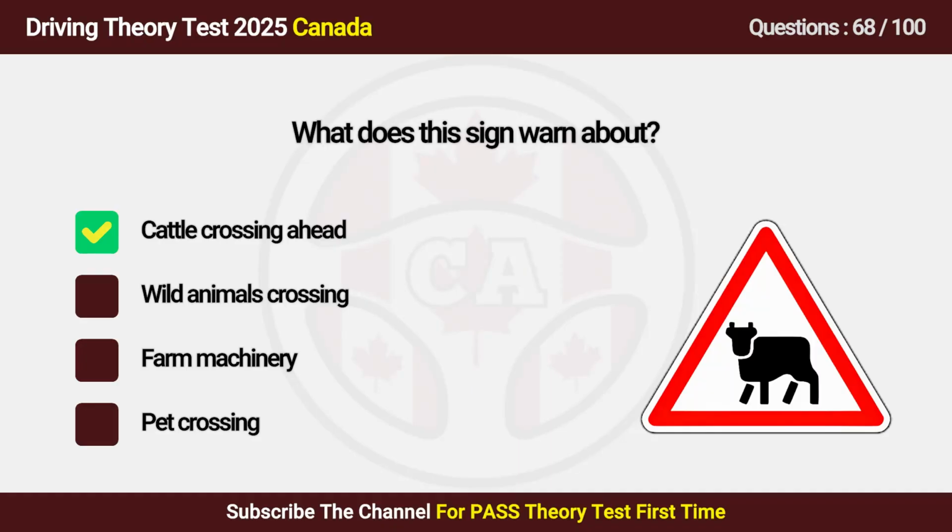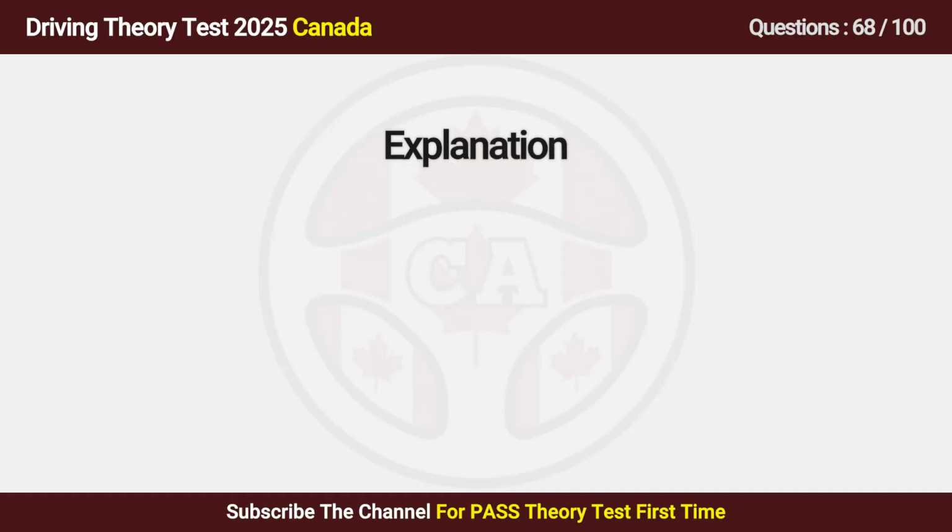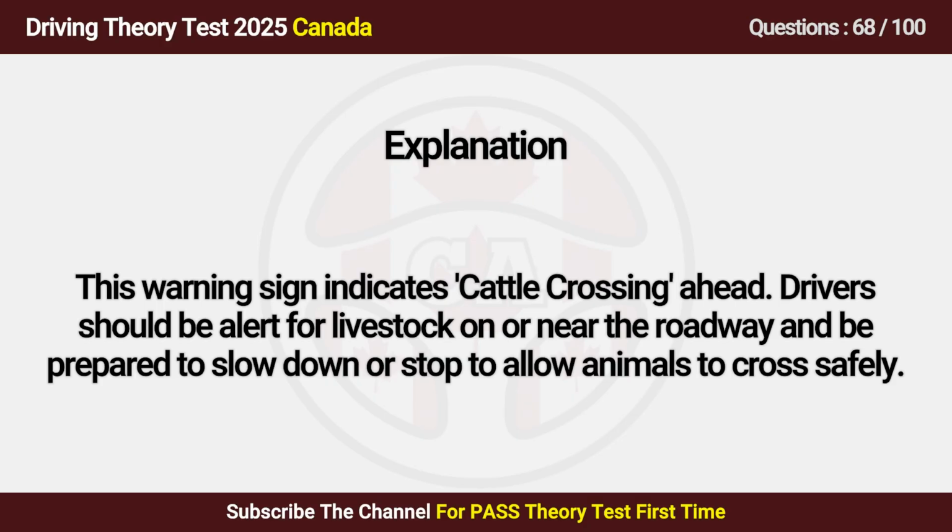Answer is A. Cattle crossing ahead. This warning sign indicates cattle crossing ahead. Drivers should be alert for livestock on or near the roadway and be prepared to slow down or stop to allow animals to cross safely.